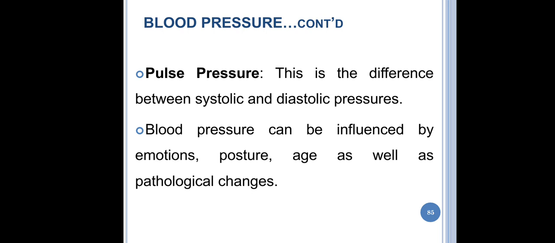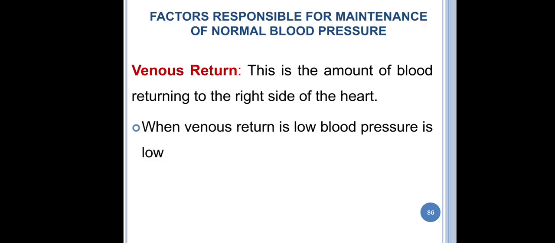Blood pressure can be influenced by emotions, posture, age, as well as pathological changes. It's very important that you know what influences blood pressure. Some factors include venous return. What is venous return?